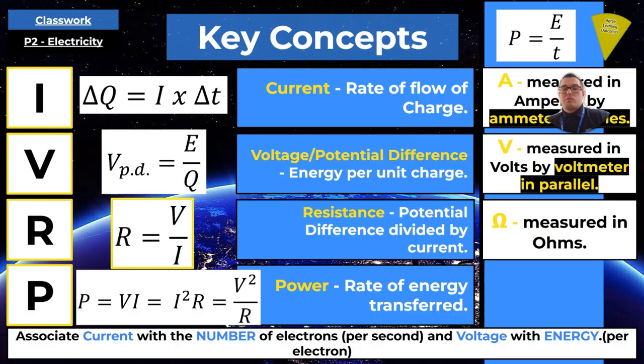The simplest one is just power. Electrical power is current times voltage, but we also have I squared R if you know current and resistance, and V squared over R if you know potential difference and resistance. I want to highlight to you the I squared R equation because that one can sometimes be described as the power loss equation.